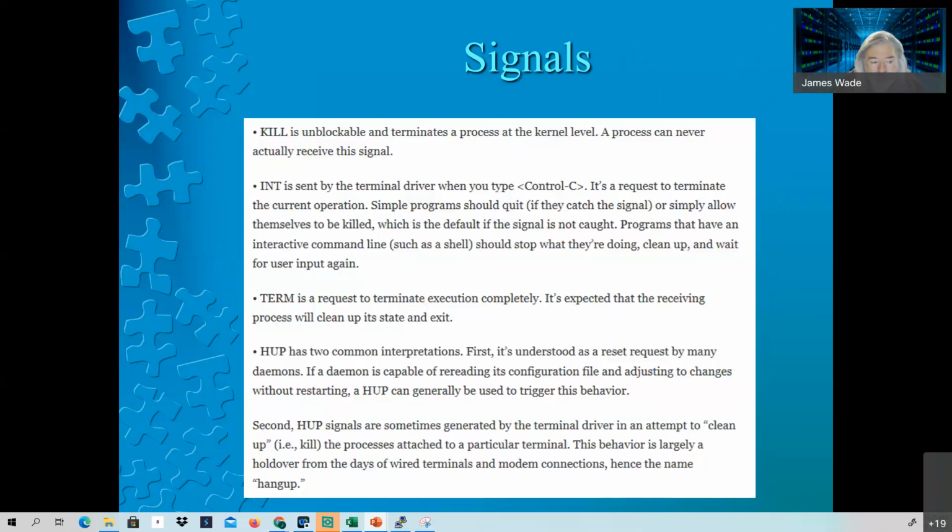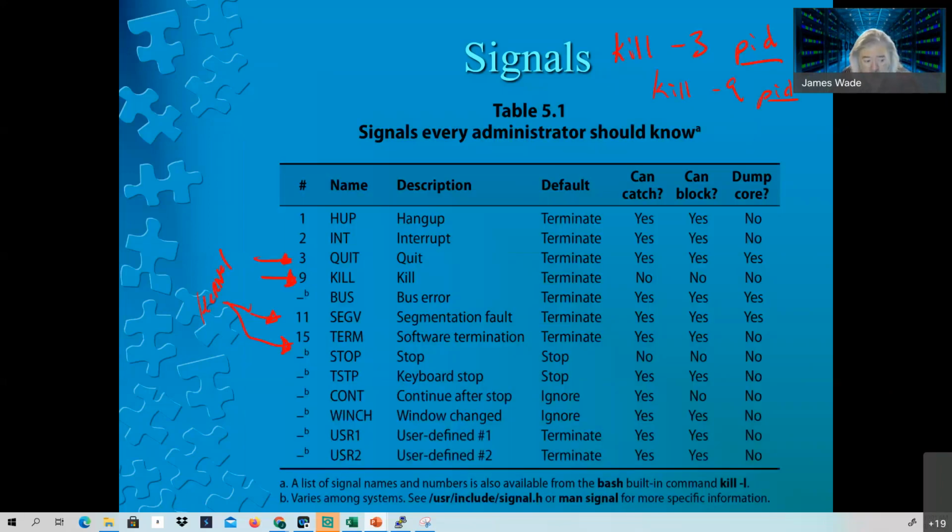So kill is unblockable and terminates a process at the kernel level. That's the one I was just talking about, kill -9. Init, so we're just looking at some of the best known of these. We're going through these, okay? Oh, by the way, you can use the word or the number. So I could have said kill hup PID.